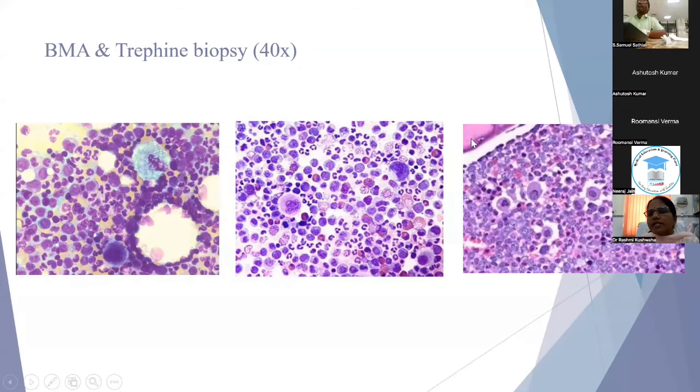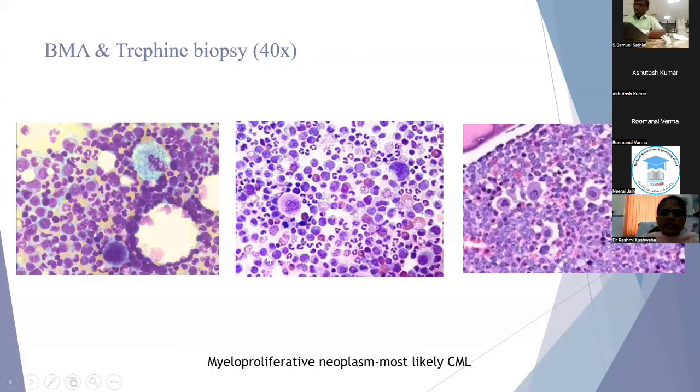And this is the Trephine section, which is again showing a hypercellular Trephine section with loss of fat spaces. There is loss of the topography. We can see the immature, the thickening of the granulocytic cell line, and they are occupying the entire space. The presence of the dwarf looking megakaryocytes, increased number of megakaryocytes.